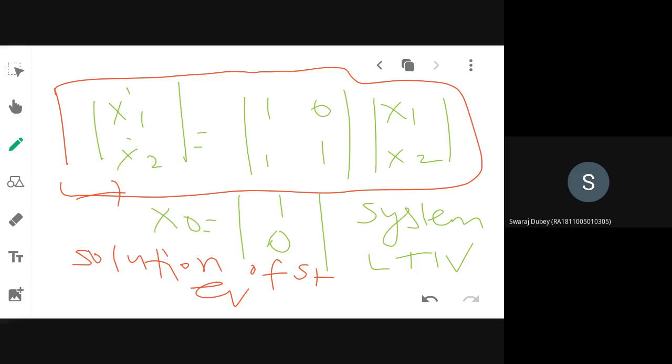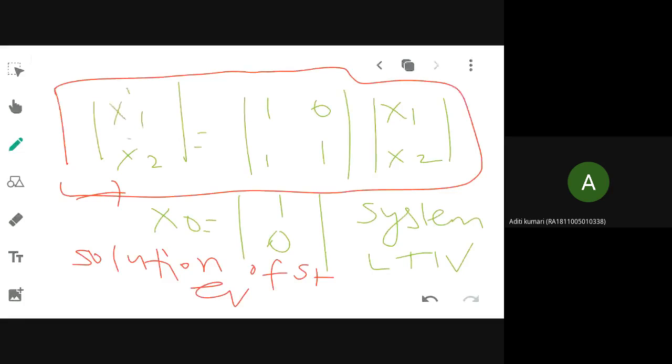Ajay Shekhawat, what Aditi is there? Yes, ma'am. What is this? Like, state equation. So what is your state matrix?